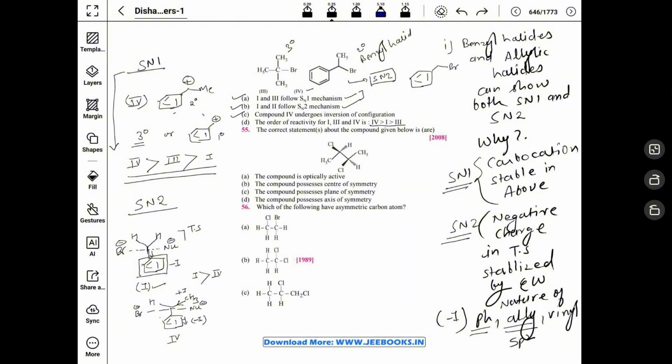Therefore, this order of reactivity, whether it goes through SN1 or SN2, doesn't hold, and hence statements 1, 2 and 3 are correct, but 4 is wrong. So this is a very important question. Please remember, if you have any doubts, you can write to me in the comment box. I will try to clarify it again.